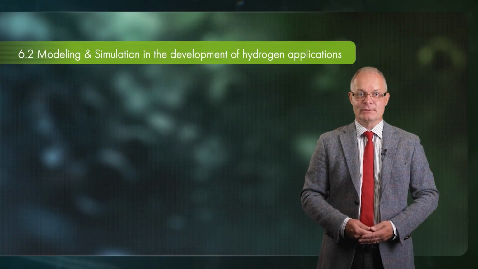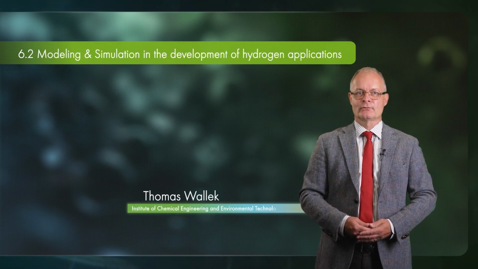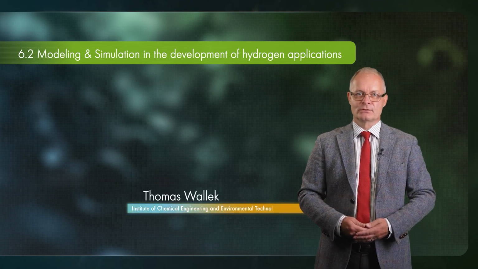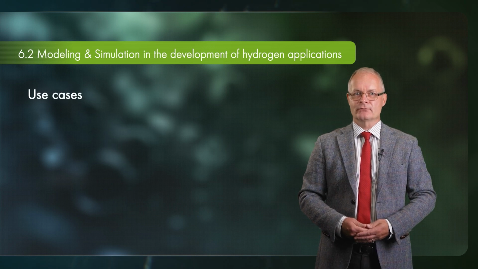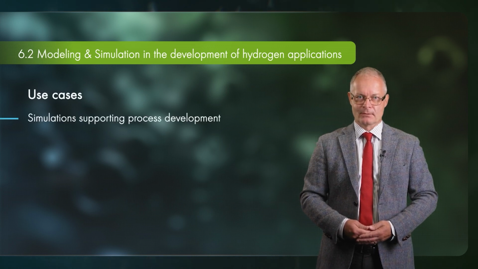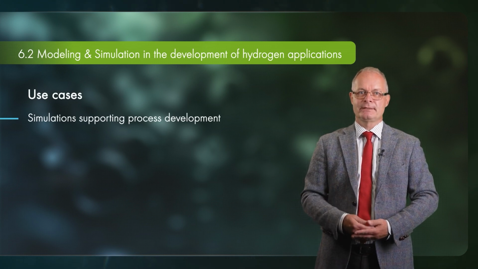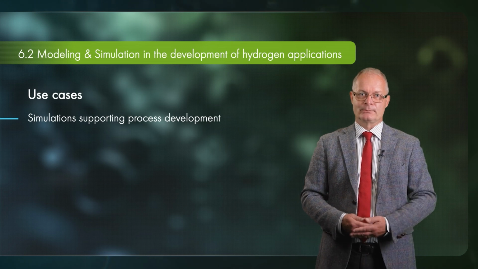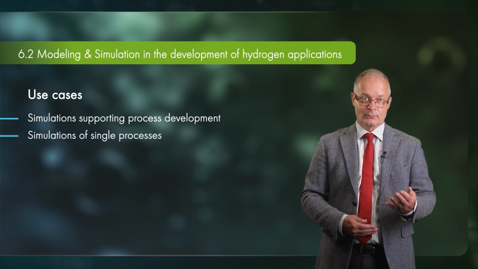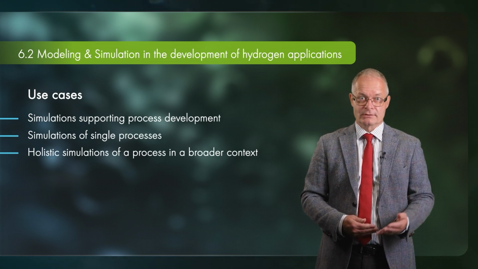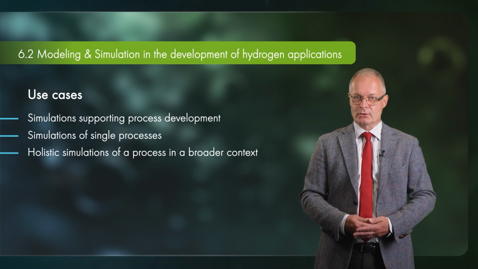In this lesson, we take a brief excursion through the world of computer modeling and simulation to illustrate how these tools can support the development of hydrogen applications. In this context, we pick out three use cases, in particular simulations supporting process development, simulations of single processes, and holistic simulations that place a process in a broader context.